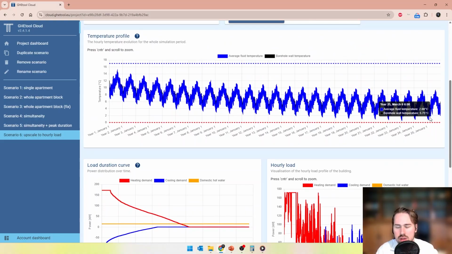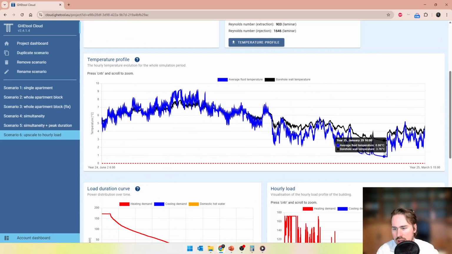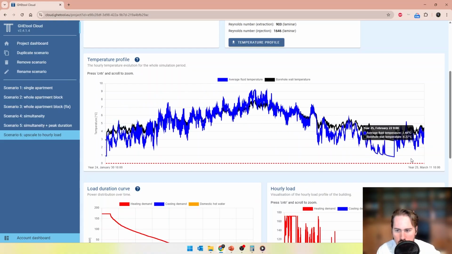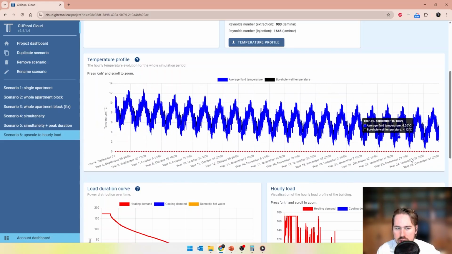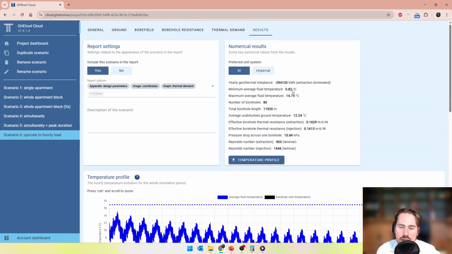which you can also see if we, for example, zoom in on this last year. You see here that it's really going steep down, and this curve, you recognize the G functions. If you're not familiar, check the description, but it lowers continuously in temperature due to that long peak duration and simultaneity. So I would say that this is the more accurate design.